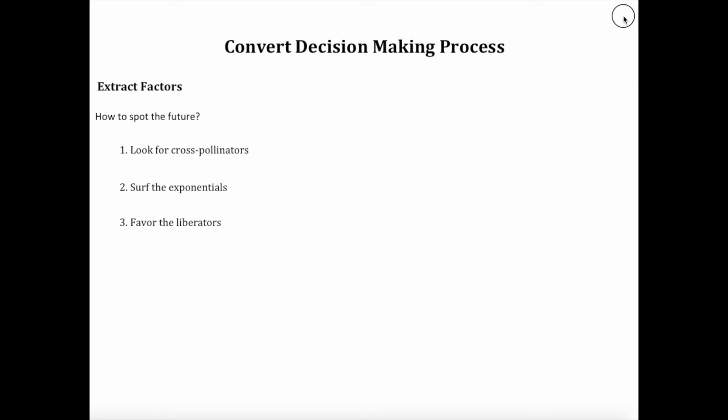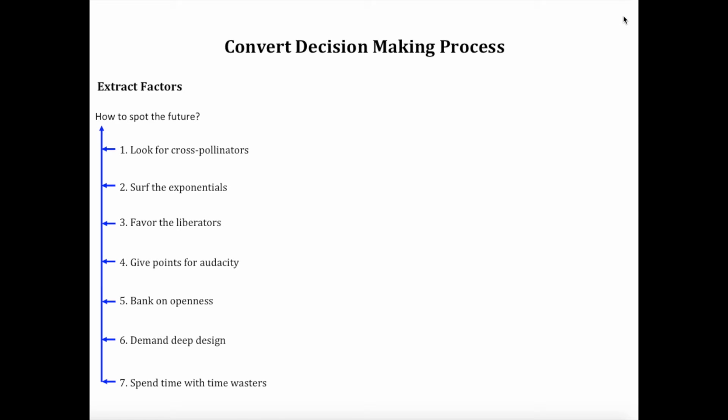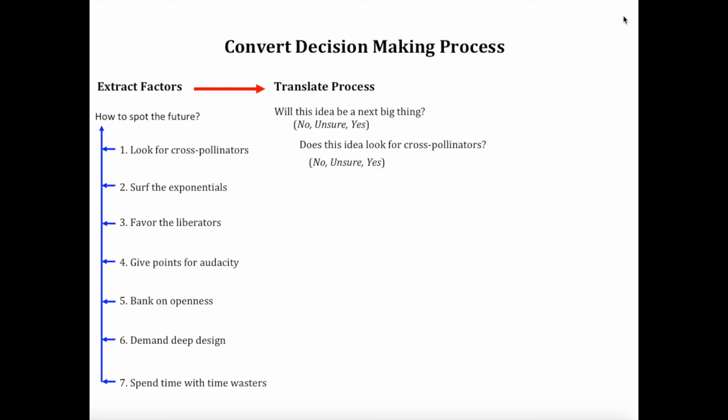We can convert these factors into our structure and form a flexible decision model based on the reasoning we pull from the process. In this example, we convert the factor "look for cross-pollinators," one of the 7 indicators in this article, to the question, "does this idea look for cross-pollinators?" as a factor topic for our model, and "no," "unsure," and "yes" as input and output values.